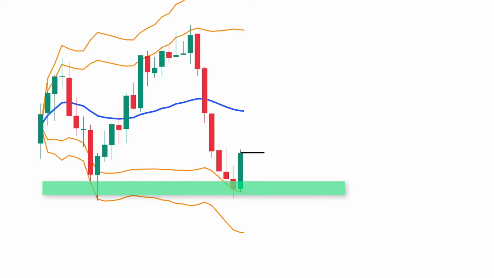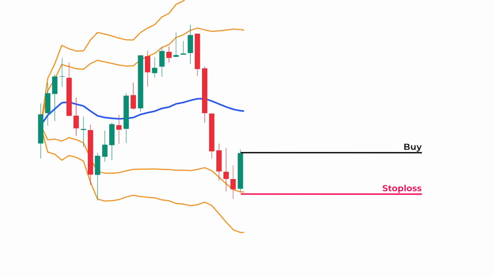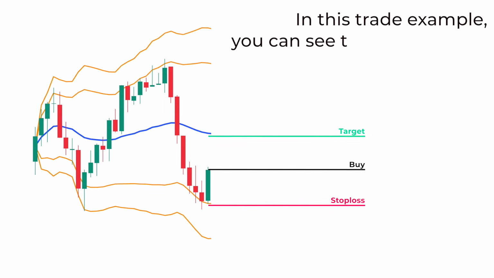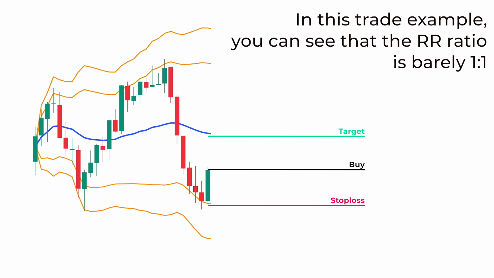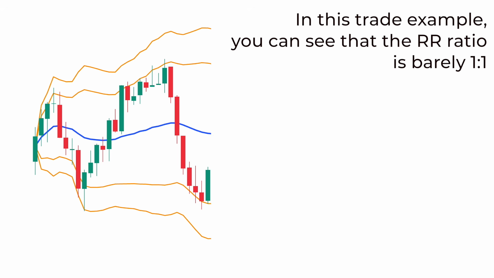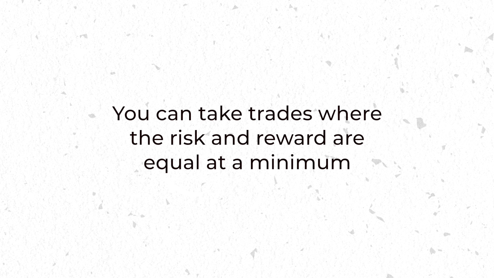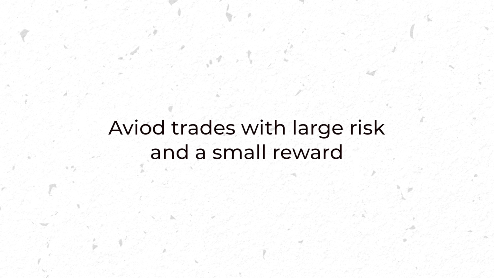So, we enter a buy trade at the close of this candle. We keep our stop loss below the candle and we place our targets at the VWAP. In this trade example, you can see that the risk-reward ratio is barely 1:1, and that is totally fine. Since these strategies have a high win rate, you can take trades where the risk and reward are equal at a minimum. However, as always, you should avoid taking trades with a large risk and a small reward.